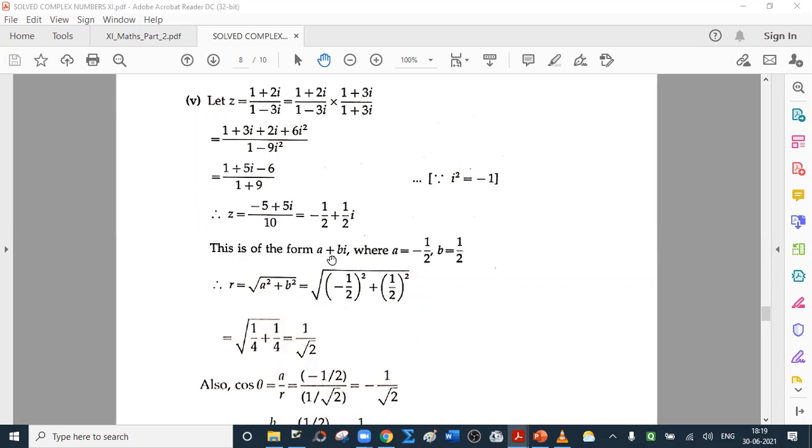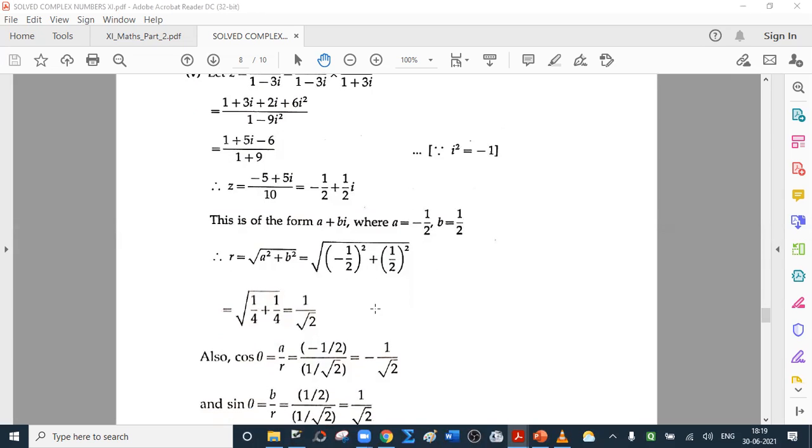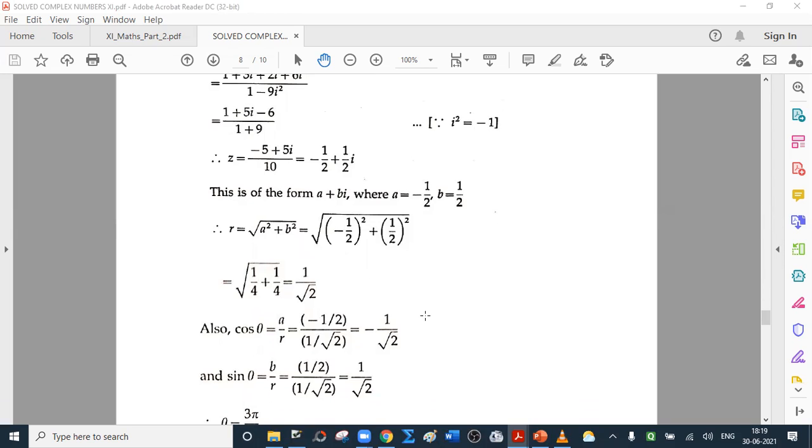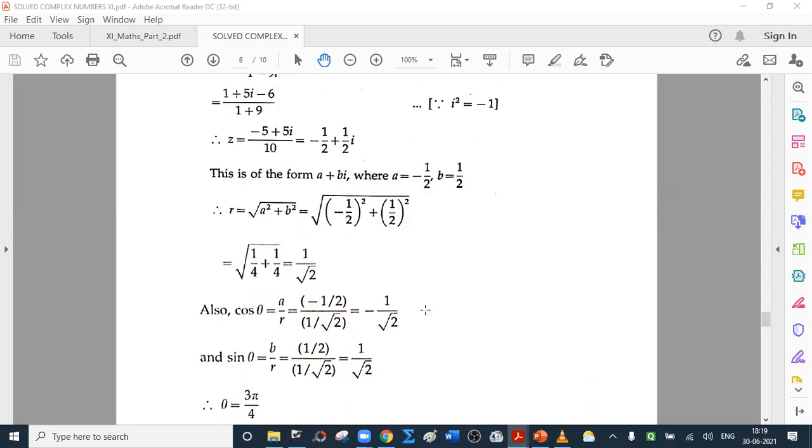Now this is of the form a plus ib. We generally write x plus iy. Here a is minus half, b is half. So r comes out to be 1 by root 2. We have done a similar sum. What is cos theta? Minus 1 by root 2. What is sin theta? 1 by root 2.